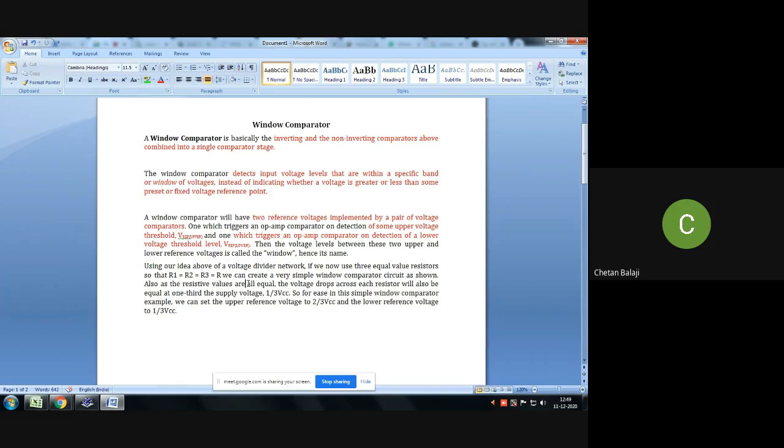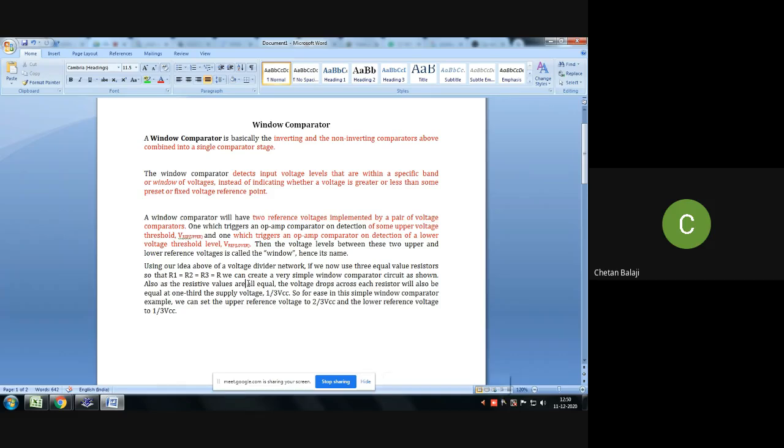It looks like a window, hence it is called a window comparator. I repeat, I'm taking an example, don't take it very straightforwardly, it's just an example. If the input voltage is less than 1.5, the output is 0. If the input voltage is greater than 3.3, still the output is 0. If the input is in between 1.5 and 3.3, the output will be 1. Simple. That is called the window.